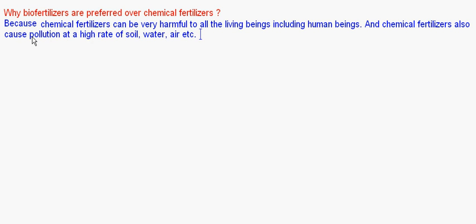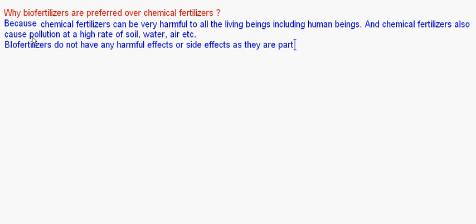So biofertilizers do not show any of these effects. Biofertilizers do not have any harmful effects or side effects, as they are part of the natural environment. So they do not cause any harm.